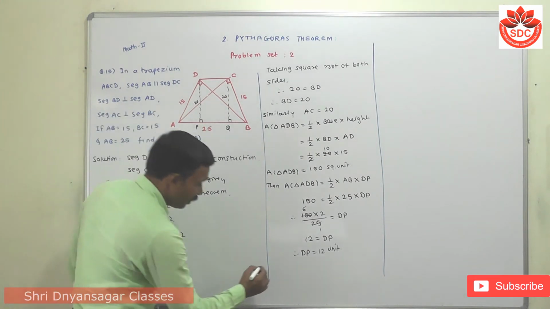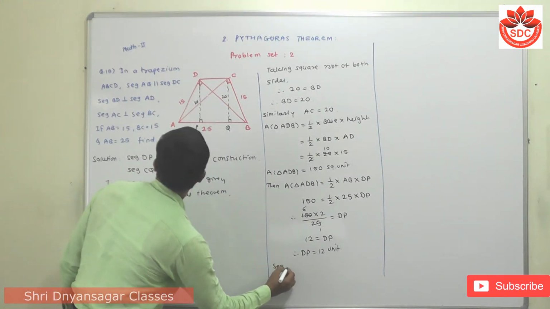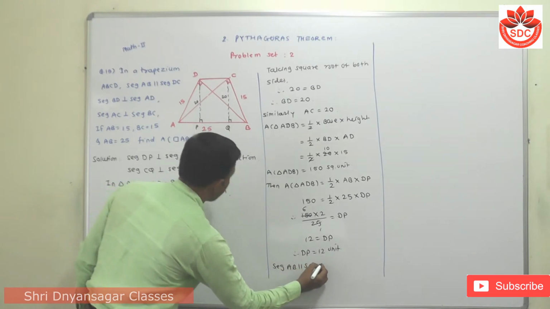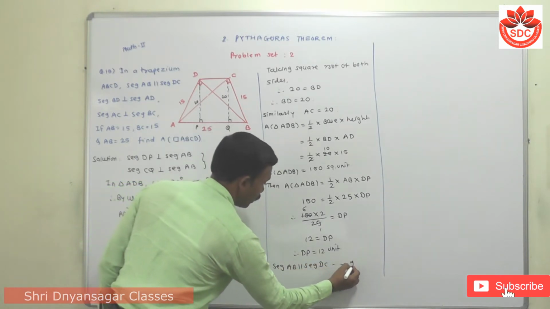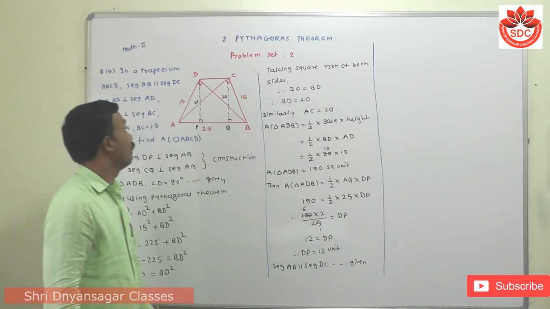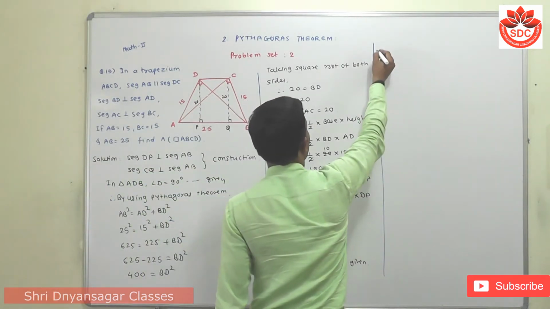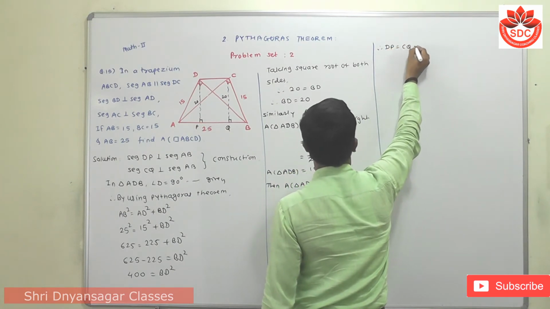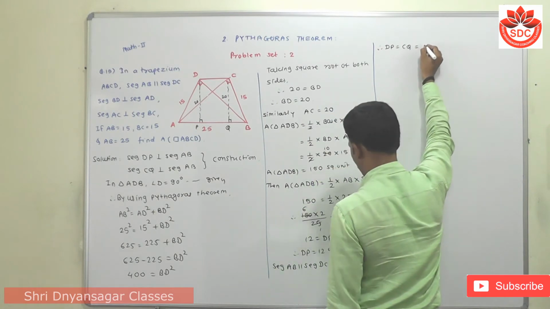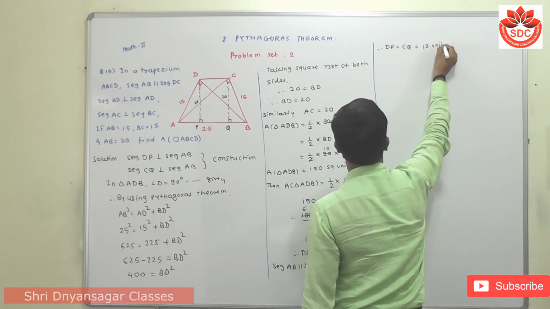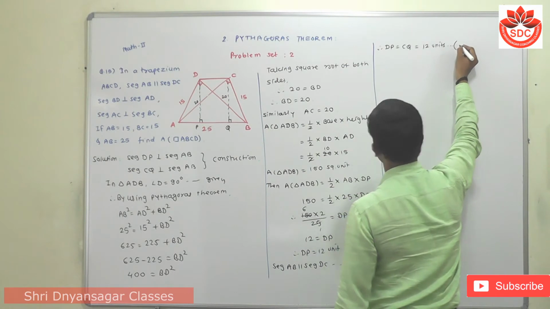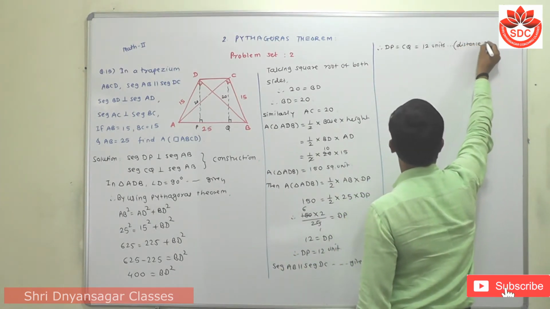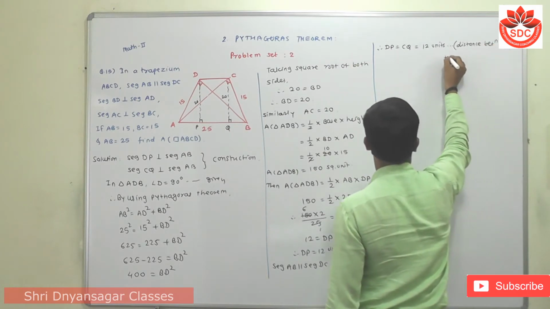Okay, here I write: segment AB is parallel to segment DC. This is given. Therefore, DP is equal to CQ, which is equal to 12 units. This is the distance between the two parallel lines.